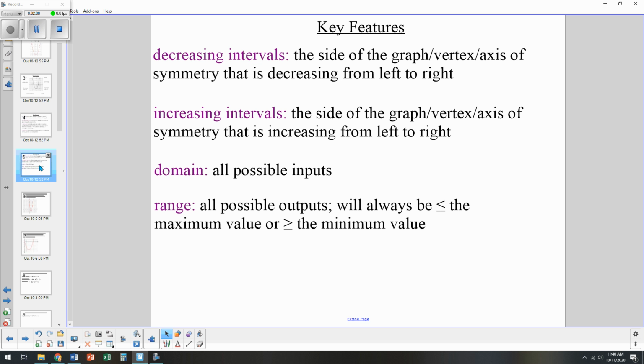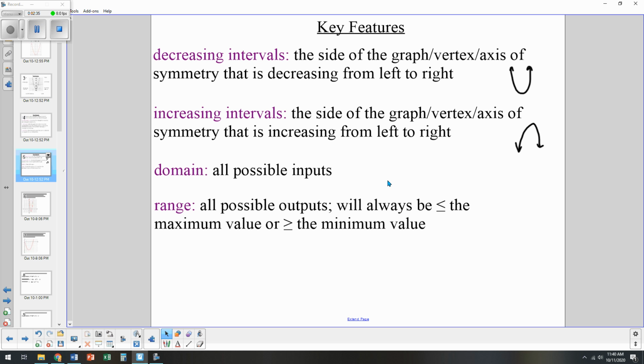The decreasing interval is the side of the vertex, or the side of the axis of symmetry, that is decreasing when going from left to right. So if I had a graph that looked like an upright parabola, it's decreasing until it reaches the vertex, and then after the vertex it starts to increase, and then that would be the increasing interval. If it opened down, then it would be increasing before the vertex, and then it would start to decrease after the vertex.